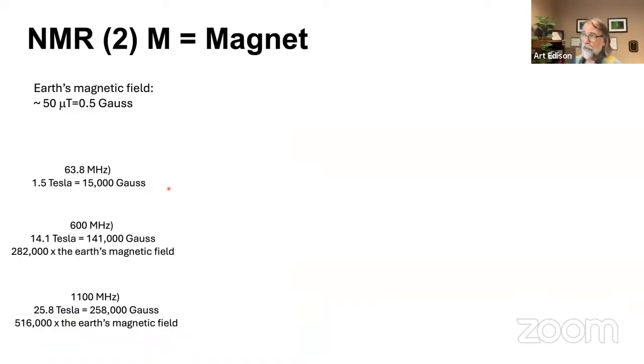The magnet, nuclear magnetic resonance, the magnet part of NMR. First of all, we have to recognize that the Earth does have a magnetic field. It's around half a Gauss, and you can measure it, and you can actually do NMR in the Earth's magnetic field. So people will do things like look for water under the Earth or oil under the Earth.